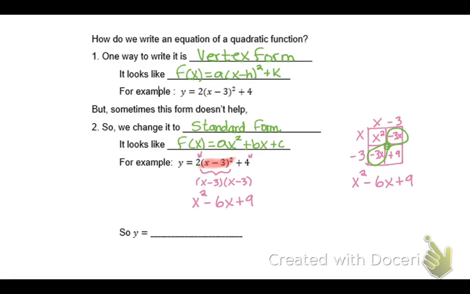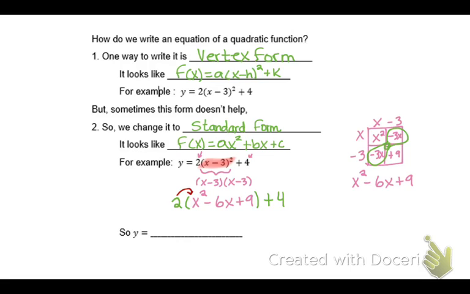Now I am going to bring the 2 down that we had at the beginning, right? And then the plus 4. Okay? This x squared minus 6x plus 9 is equivalent to x minus 3 squared. Okay, so look. Now I am going to take the 2 and we're going to distribute it to every single term inside of the parentheses.